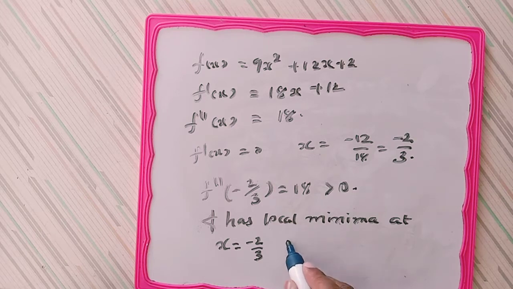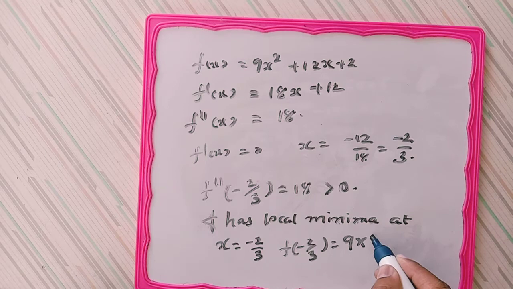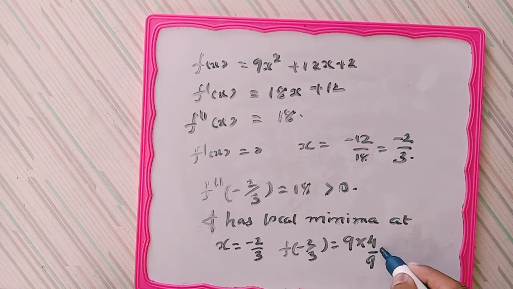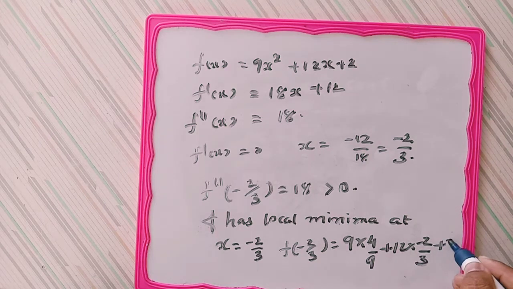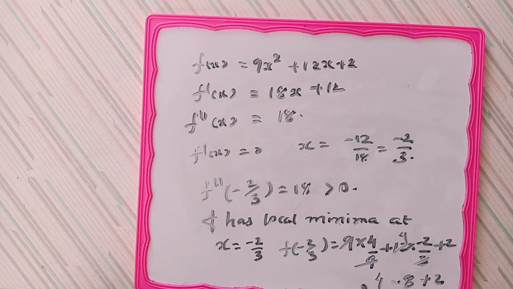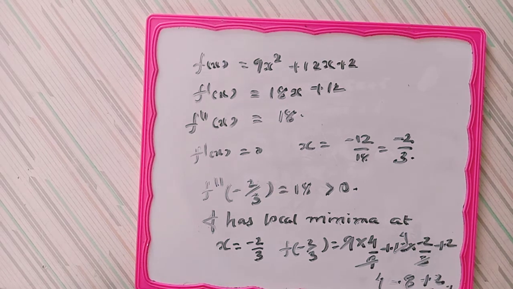So we calculate it, then f(minus 2 by 3) equals 9 into 4 by 9 plus 12 into minus 2 by 3 plus 2. So 9 cancels, so 4 minus 8 plus 2. So 4 plus 2 is 6, minus 8 is minus 2, and so its local minimum value at x equals minus 2 by 3 is minus 2.